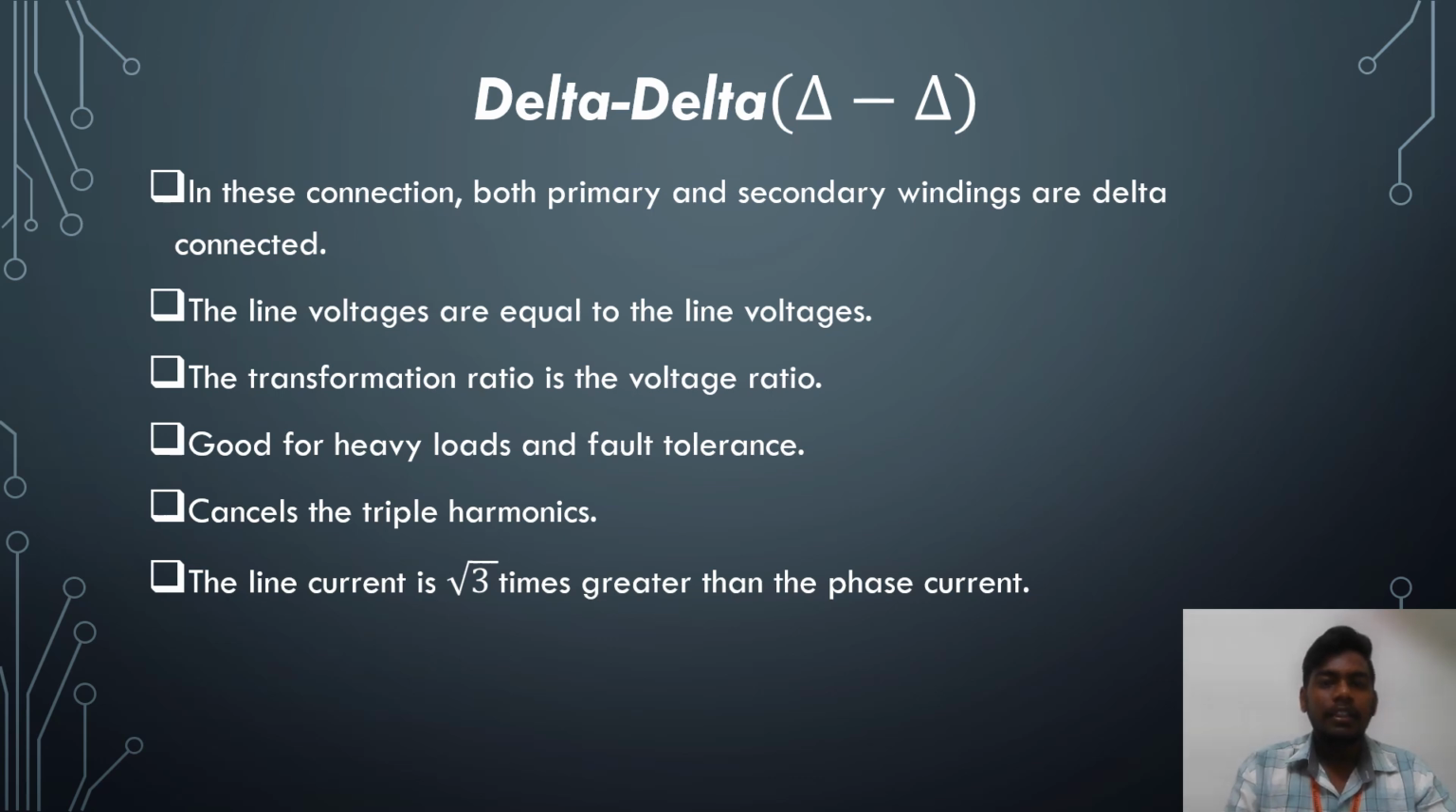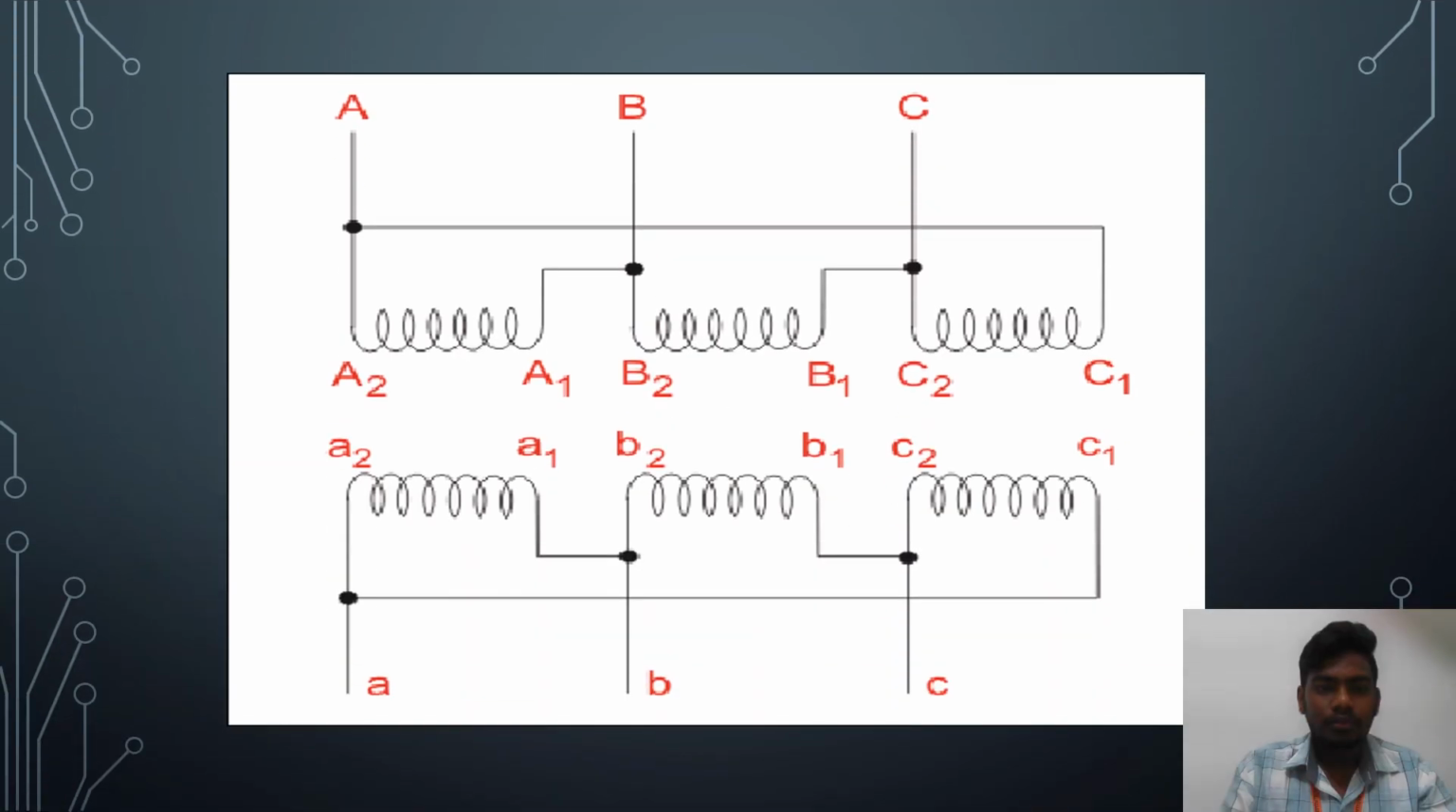Delta-delta connection. In this connection, both primary and secondary windings are delta connected. The line voltage in primary is equal to the line voltage in secondary. The transformation ratio is the voltage ratio. It is good for heavy loads and fault tolerance. It can cancel the triple harmonics. It means that the harmonics in a waveform will be cancelled by this. The line current is root 3 times greater than the phase current. This is the schematic diagram of a delta-delta connection system. The primary and secondary windings are both connected in delta.